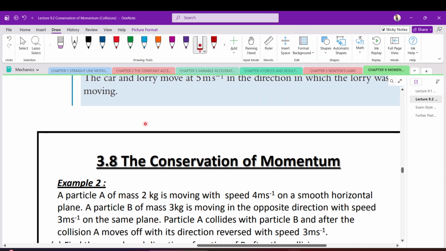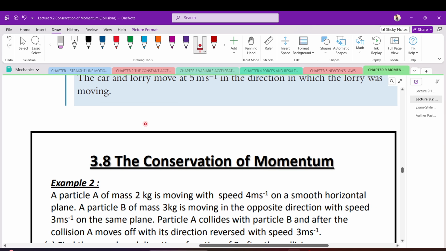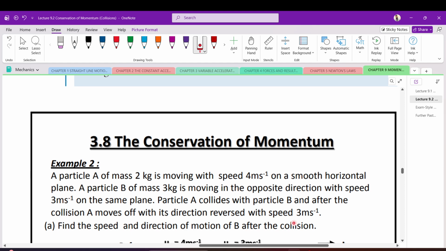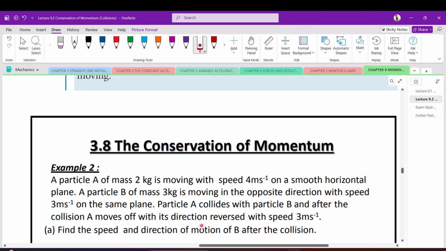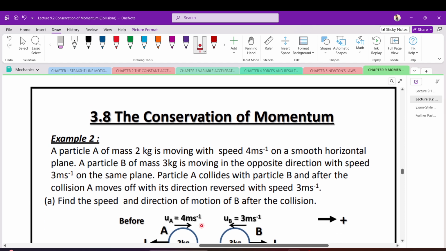All right, example 2. A particle A of mass 2 kg is moving with speed 4 meters per second on a smooth horizontal plane. A particle B of mass 3 kg is moving in the opposite direction with speed 3 meters per second on the same plane. Particle A collides with particle B, and after the collision, A moves off with its direction reversed with speed 3 meters per second. Find the speed and direction of motion of B after the collision.